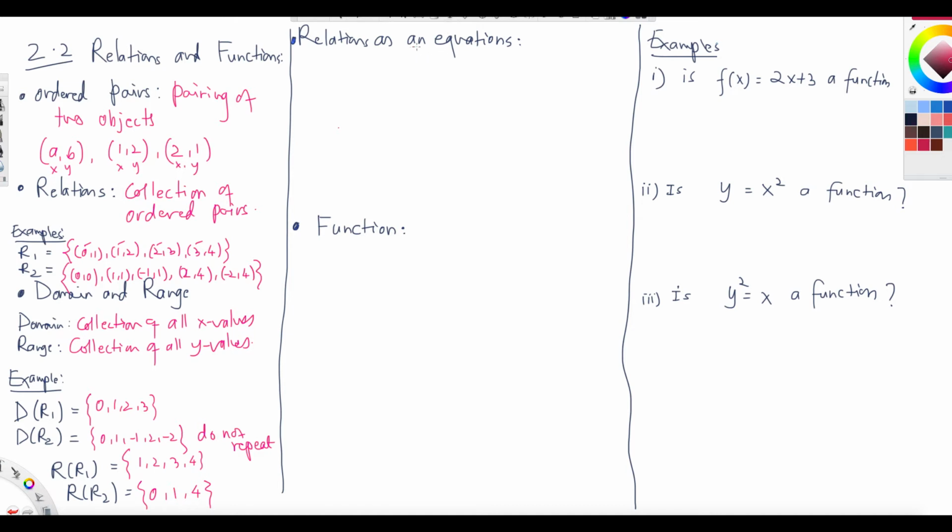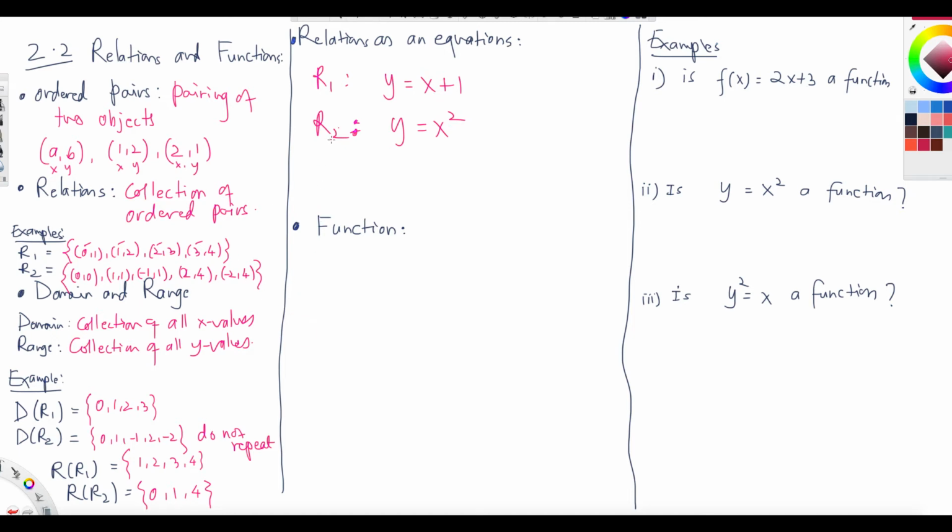Okay. So, relation as an equation. Sometimes you can write a relation using an equation. For example, what is the equation for R1? In relation R1, all the y values are 1 more than the x value. So you can write y equals x plus 1. This is the equation for relation 1. How about R2? R2 is y equals x square, because the y values are squares of the x values. 0 square is 0, 1 square is 1, negative 1 square is 1, 2 square is 4, negative 2 square is 4. So this is how you write the equation for a relation.